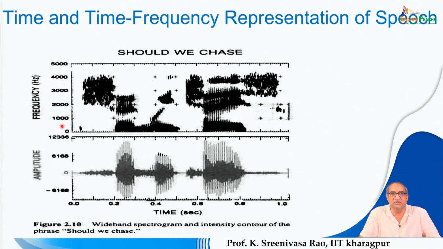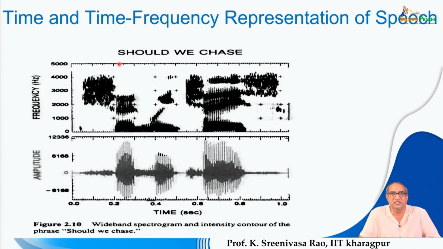From this we observe, at different time instances, which frequency components are present in the signal and how much energy those frequency components carry. This is a wideband spectrogram, and you can tell because you can observe the vertical striations in the spectrogram. In a wideband spectrogram, these vertical striations indicate the pitch periods of the time domain signal. Here the speech utterance is "should we chase".